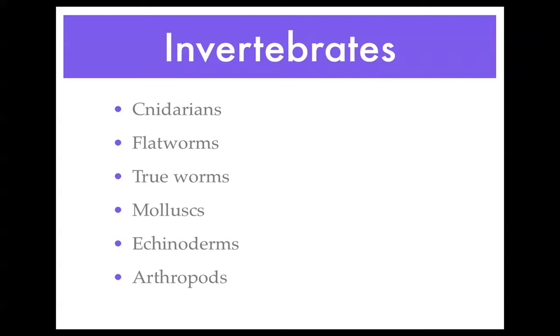So these are the 7 categories within the invertebrate side of the animal kingdom. And in this keynote, I'm going to give an example for each of them to give you a brief idea of what each of them is like.